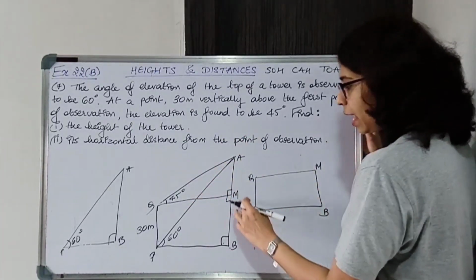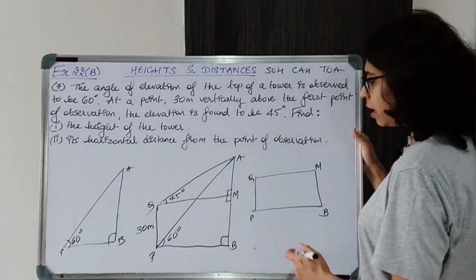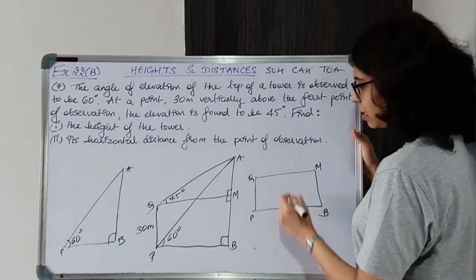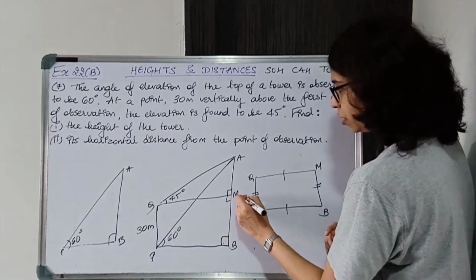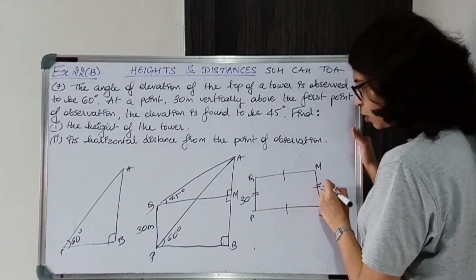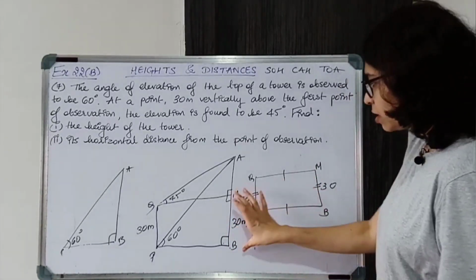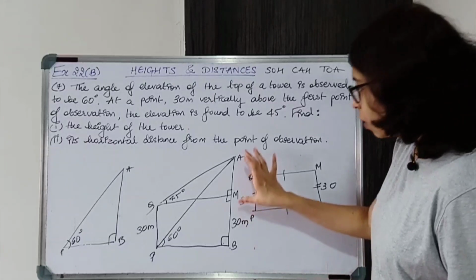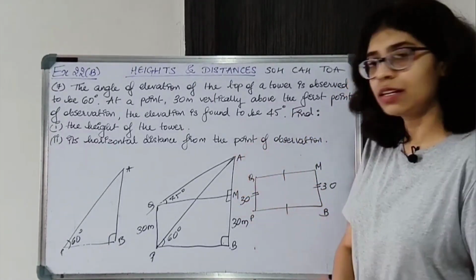So MB, if you notice, it is a part of this rectangle. Now since this is a rectangle, opposite sides are equal. We know PQ. PQ is 30, so this also becomes 30, so MB is 30 meters. Okay, so we know this much portion. Now we need to focus on AM.